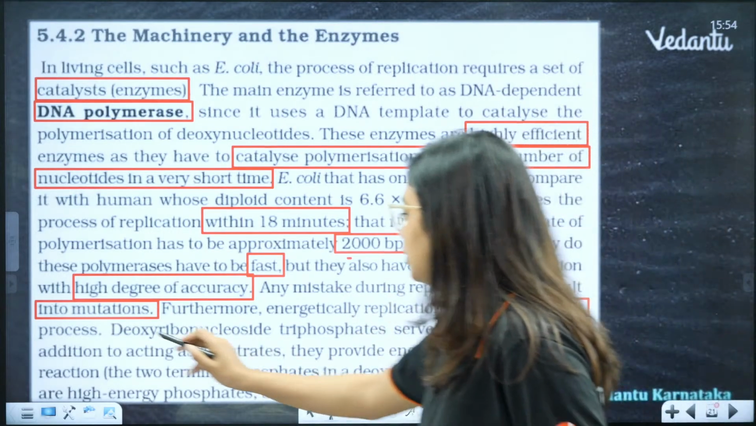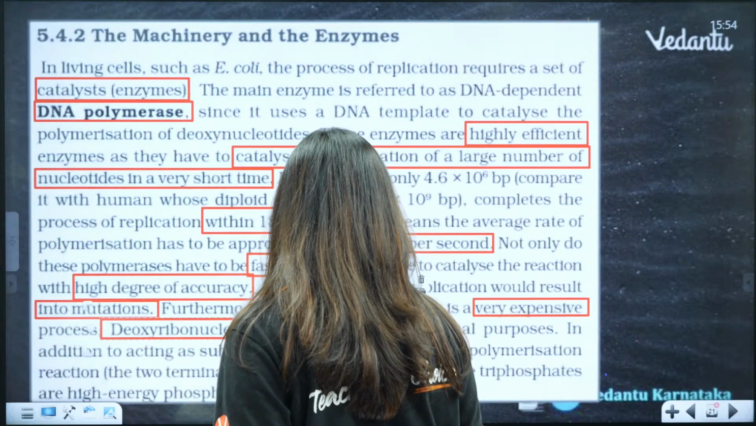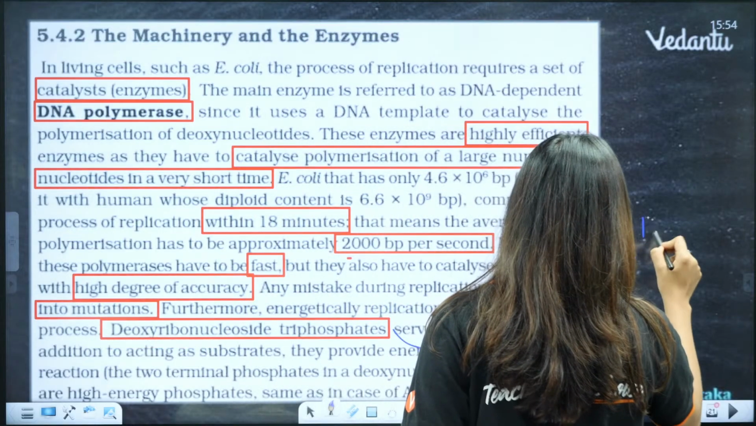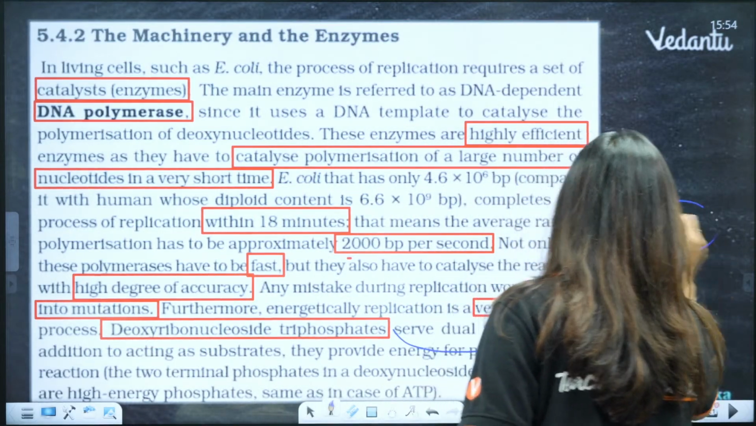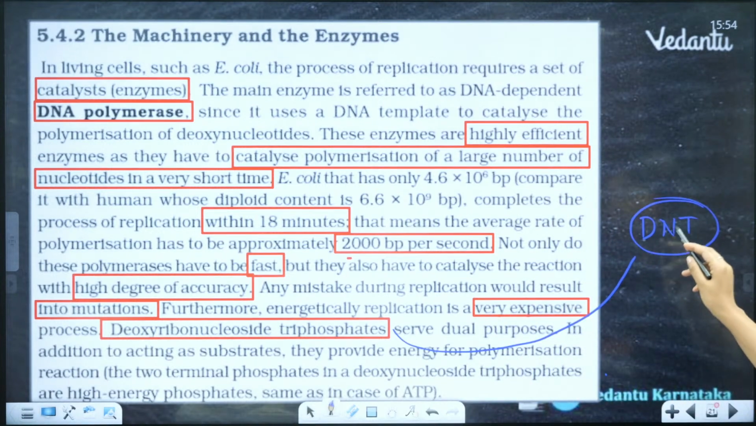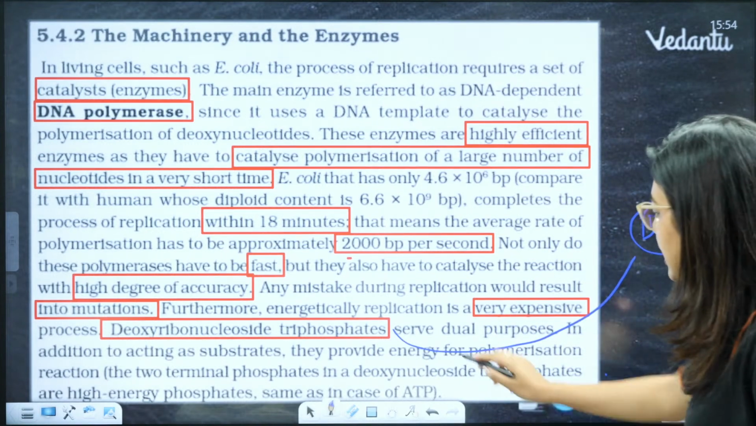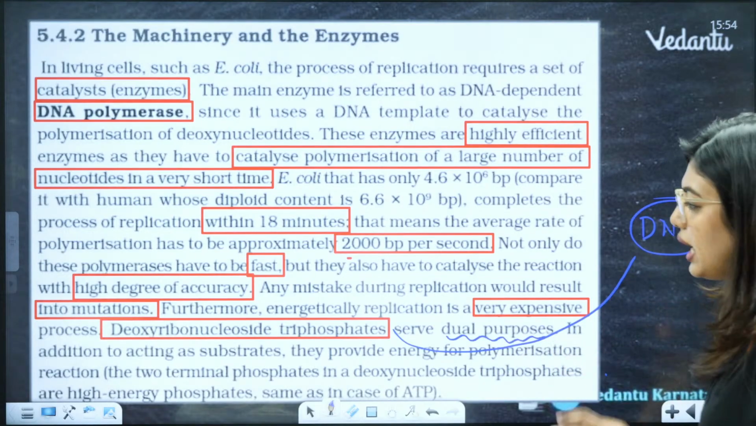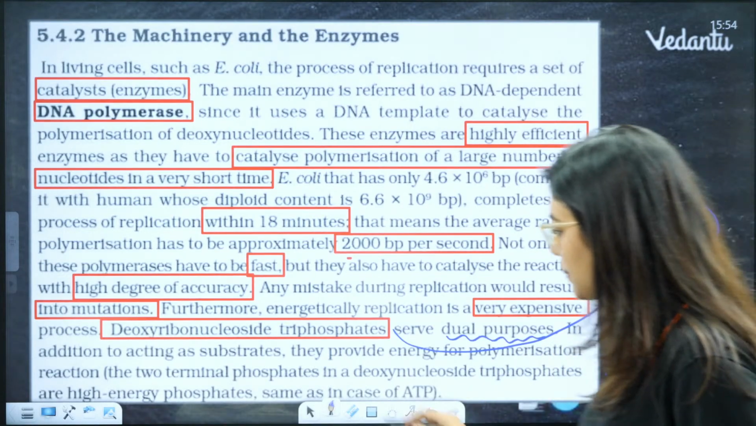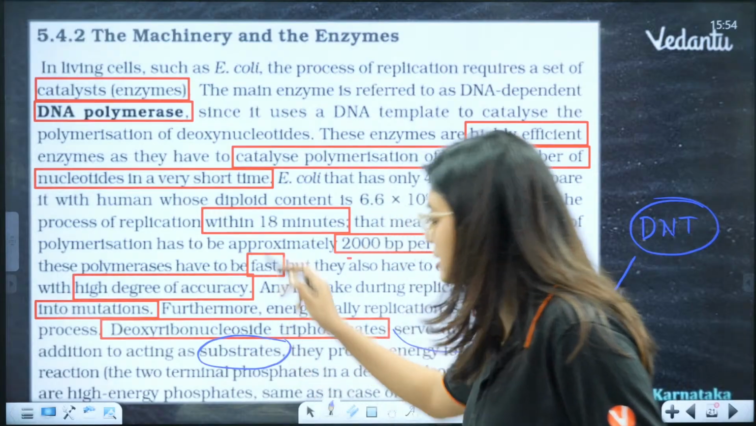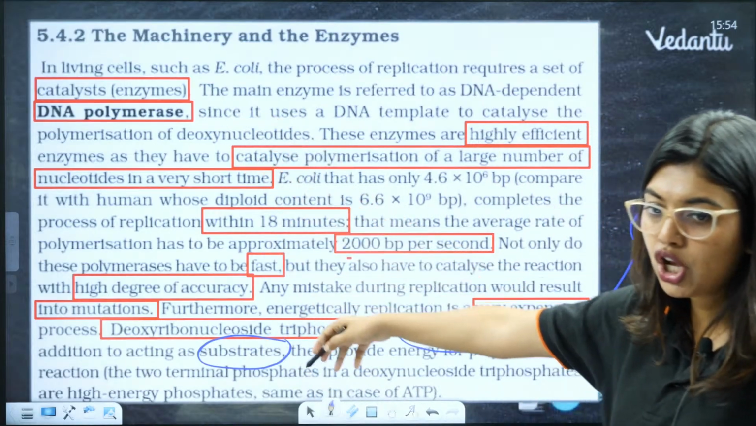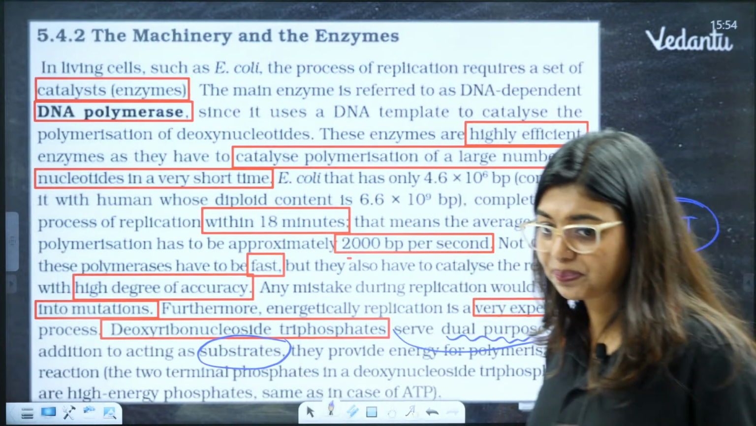Deoxyribonucleoside triphosphate, in easy words we say dNTP. That is deoxyribonucleotide triphosphate, which serves a dual purpose, in addition to acting as a substrate. It acts as a substrate because enzyme-substrate complex formation has to happen, so it acts as a substrate.